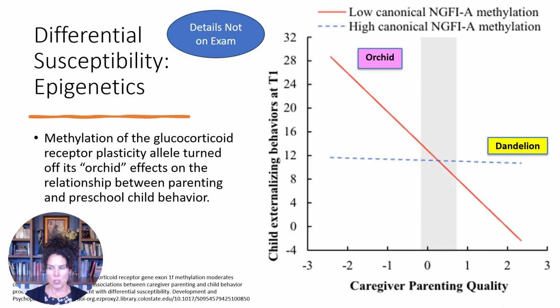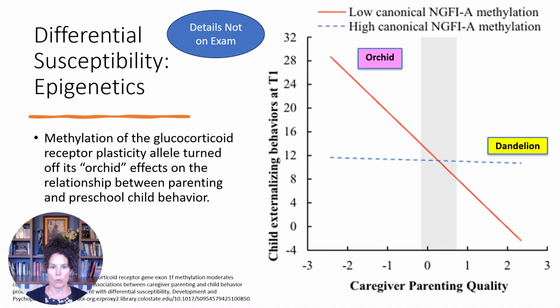Okay, so this is an epigenetics research example of differential susceptibility, looking at the methylation of the glucocorticoid receptor plasticity allele. And so these were all children who had the plasticity allele, but for some it was turned on and for some it was turned off. And so for the ones in which it was turned off, it was methylated, meaning that gene could not have its effects to make the child more sensitive to their environment. And so for those children, the quality of their caregiver's parenting did not have an effect on their externalizing behaviors, how much they were acting out.